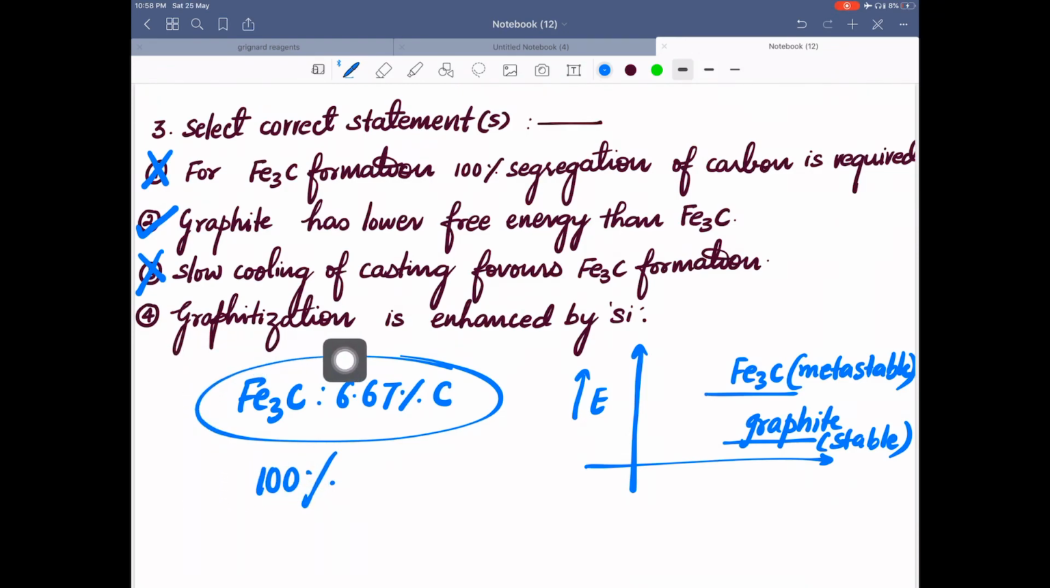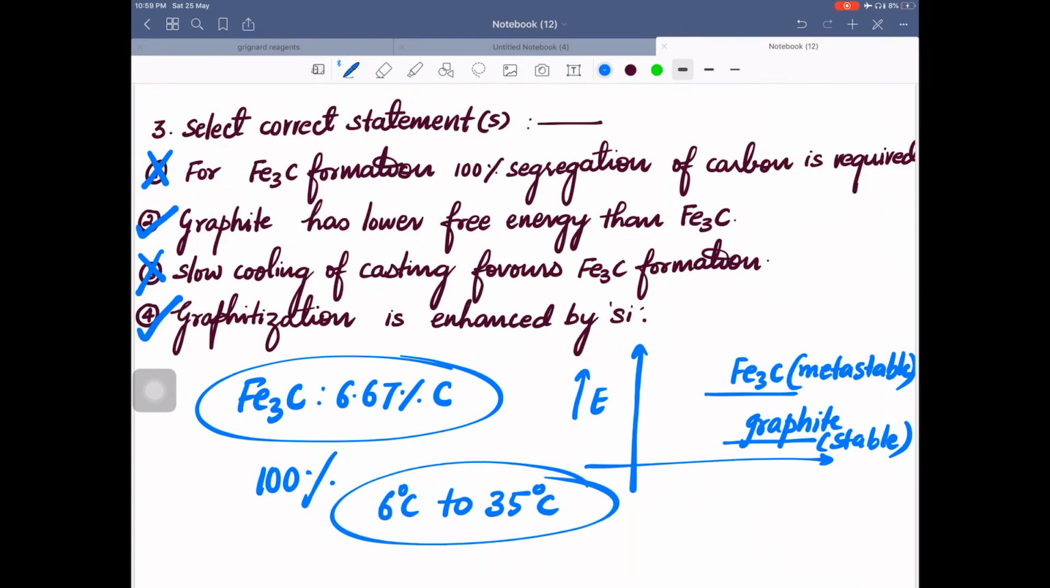Now, graphitization is enhanced by silicon. So this is a fact, and you have to remember that is also a correct statement, that silicon has an unusual property, and it shifts the temperature gap between the graphite line and the cementite line from around 6 degrees centigrade to 35 degrees centigrade. Okay, so basically this silicon element shifts the temperature gap between the graphite and cementite line from 6 degrees centigrade to 35 degrees centigrade.